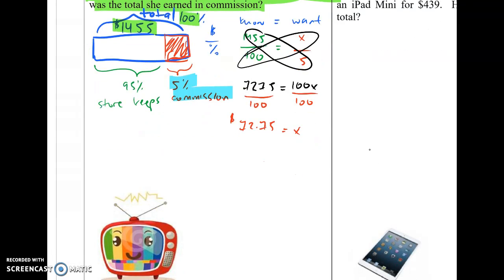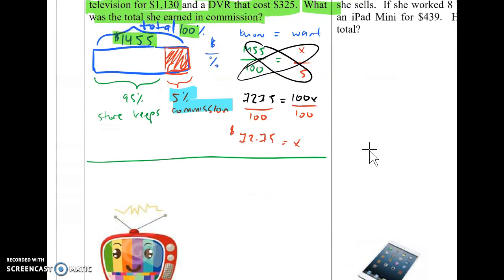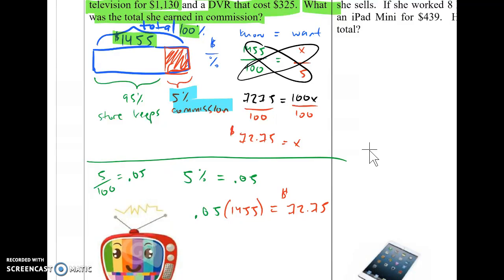So Angelina earns $72.75 after selling $1,455 worth of electronics. If we wanted to calculate this another way, we could take our percentage, which was 5%. 5% as a decimal, remember we divide by 100, and that's going to be 0.05. And all we need to do with this number is multiply 0.05 times 1455, and we get 72.75. And this is exactly what we got using our proportion.